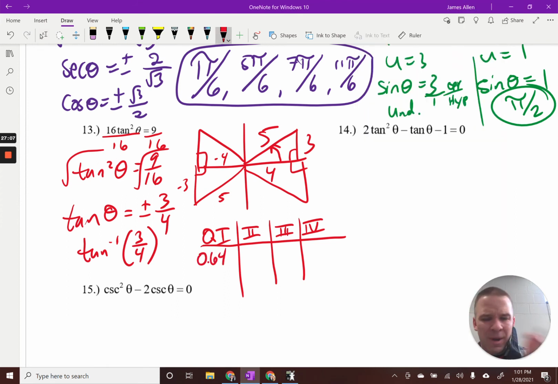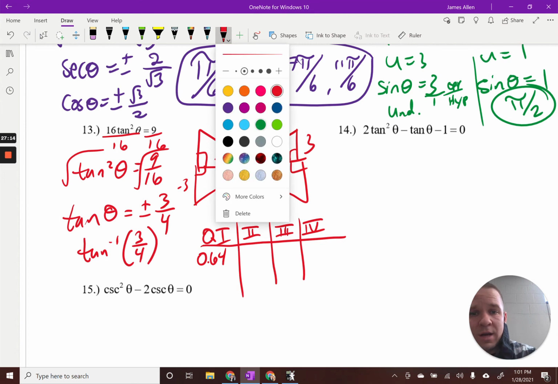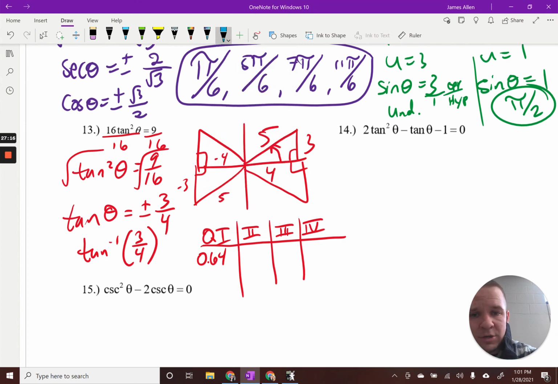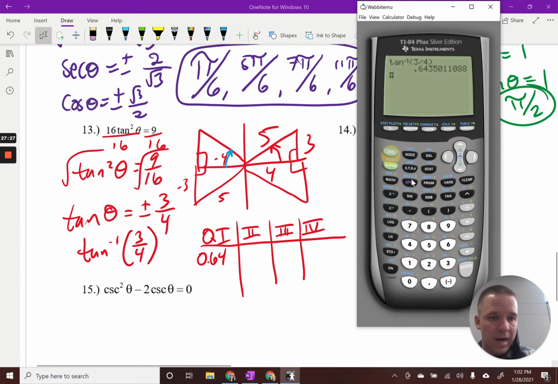Cool. Quadrant 2. How am I going to get that? Well, I am in radians here, right? We are in radians. So to get this second quadrant here, and let me go with a light blue to show you what I'm talking about. My reference is that 0.64. So I want to go 0.64 back from pi. So I'll do pi minus that.